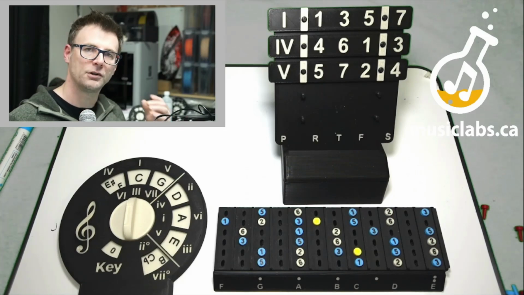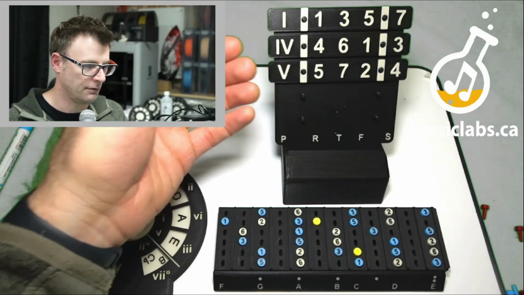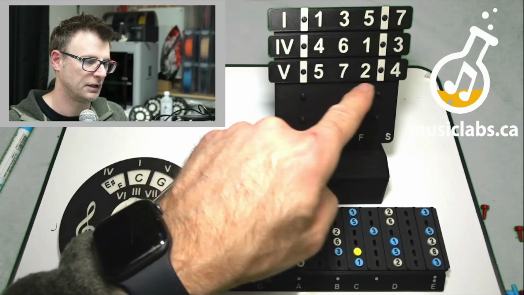Now, what happens when you come to your 5 chord? So the 5 chord, again, we have another problem. It's a 5, 7, and 2.